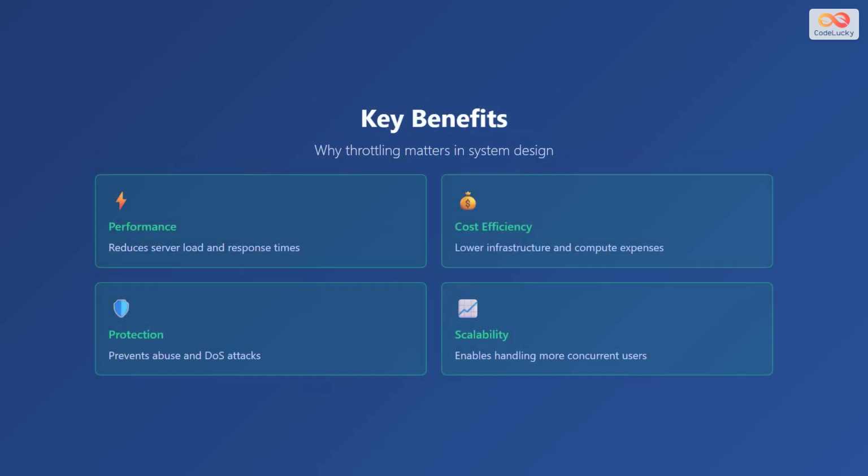Throttling provides four key benefits to systems. First, it improves performance by reducing server load and response times. Second, it achieves cost efficiency by lowering infrastructure and compute expenses. Third, it provides protection against abuse and denial of service attacks by limiting request rates. Fourth, it enables better scalability by allowing systems to handle more concurrent users without becoming overwhelmed. These benefits combined make throttling an essential pattern in modern distributed system design.